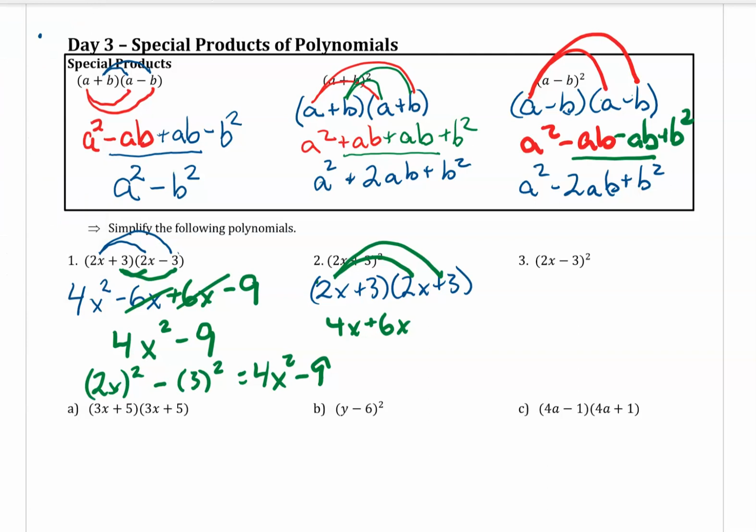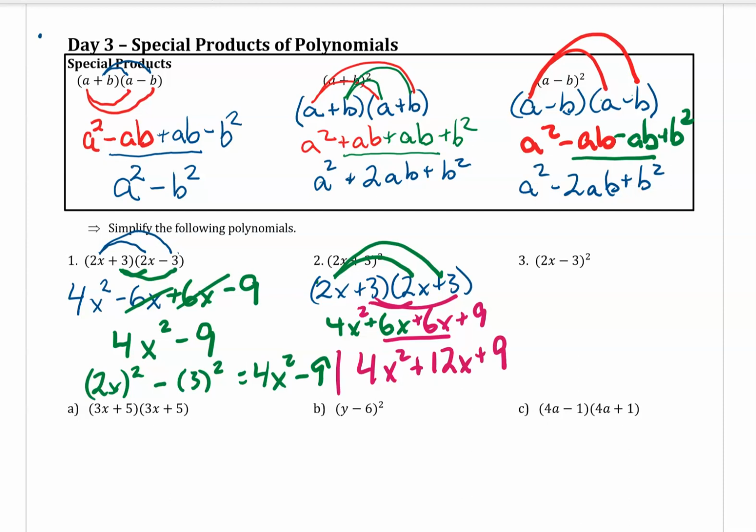Now I'm done with my 2x term. Moving on to my 3 term. Positive 3 times 2x is plus 6x again. Positive 3 times positive 3 is positive 9. I'll combine my middle terms. So I have 4x squared plus 12x plus 9.